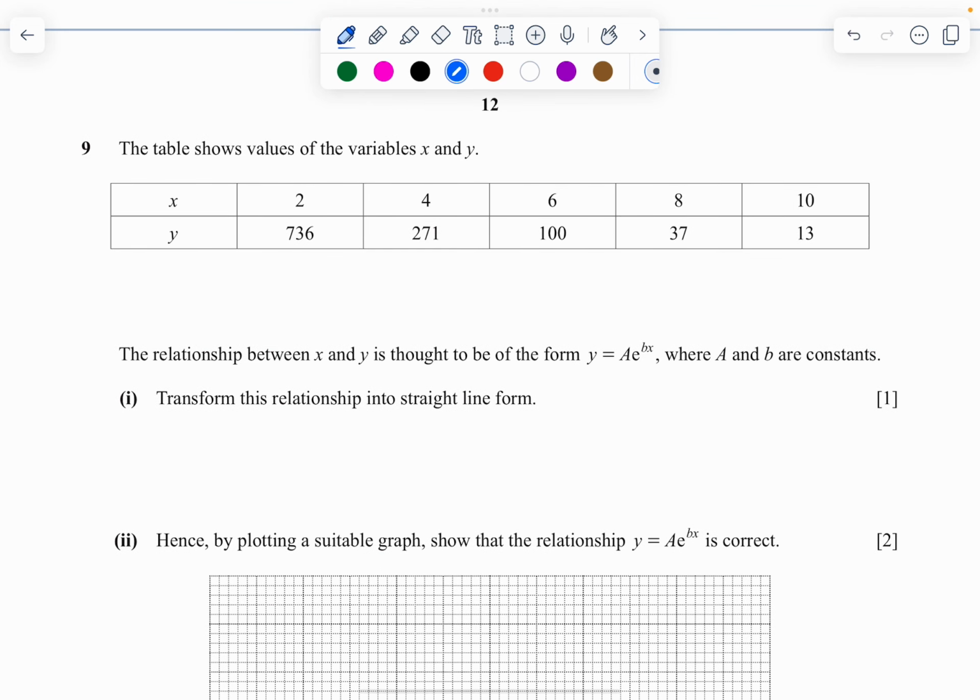I think I didn't arrange the question numbers. I just used the same question numbers from the past paper.